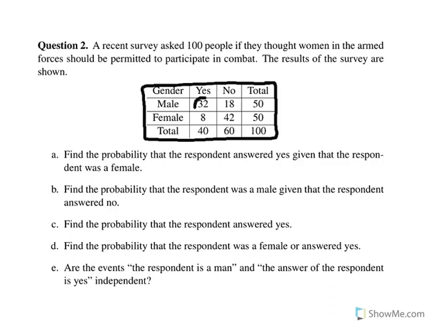For example, this 32 here means that it's a male who said yes. This 50 here is the total number of females, because it's in the same row as females. Okay? And so on. I just want you to make sure that you understand where each number is. The last column and the last row are just the totals. Okay, so we have 50 males, for example, and 50 females. This is something to know.